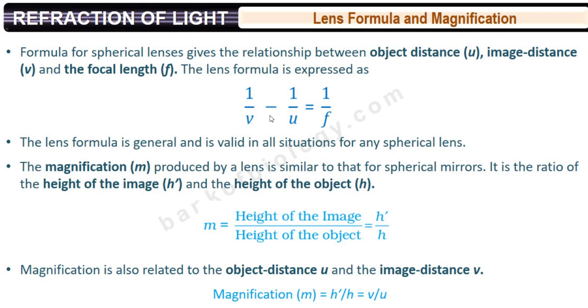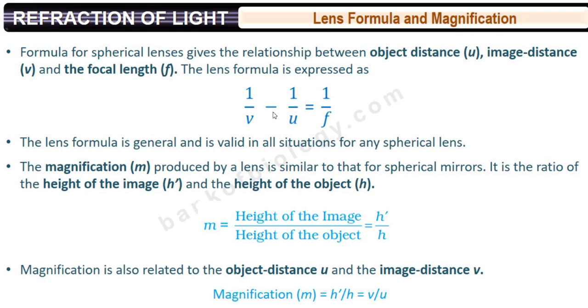If you remember the mirror formula, it was 1 by V plus 1 by U is equal to 1 by F. Same way we see lens formula. U is the object distance, V is the image distance, F is the focal length. So for mirror formula we had 1 by V plus 1 by U is 1 by F. For lens formula we have 1 by V minus 1 by U is 1 by F. Just the sign difference. Okay.